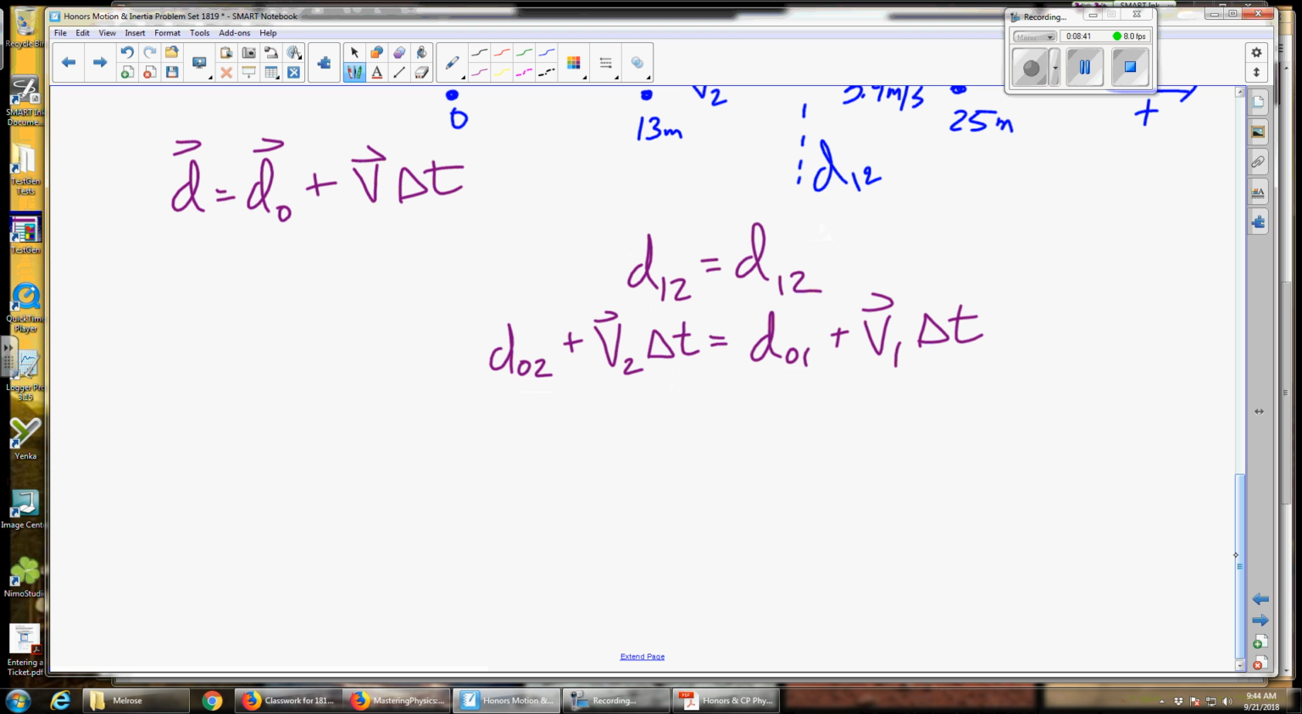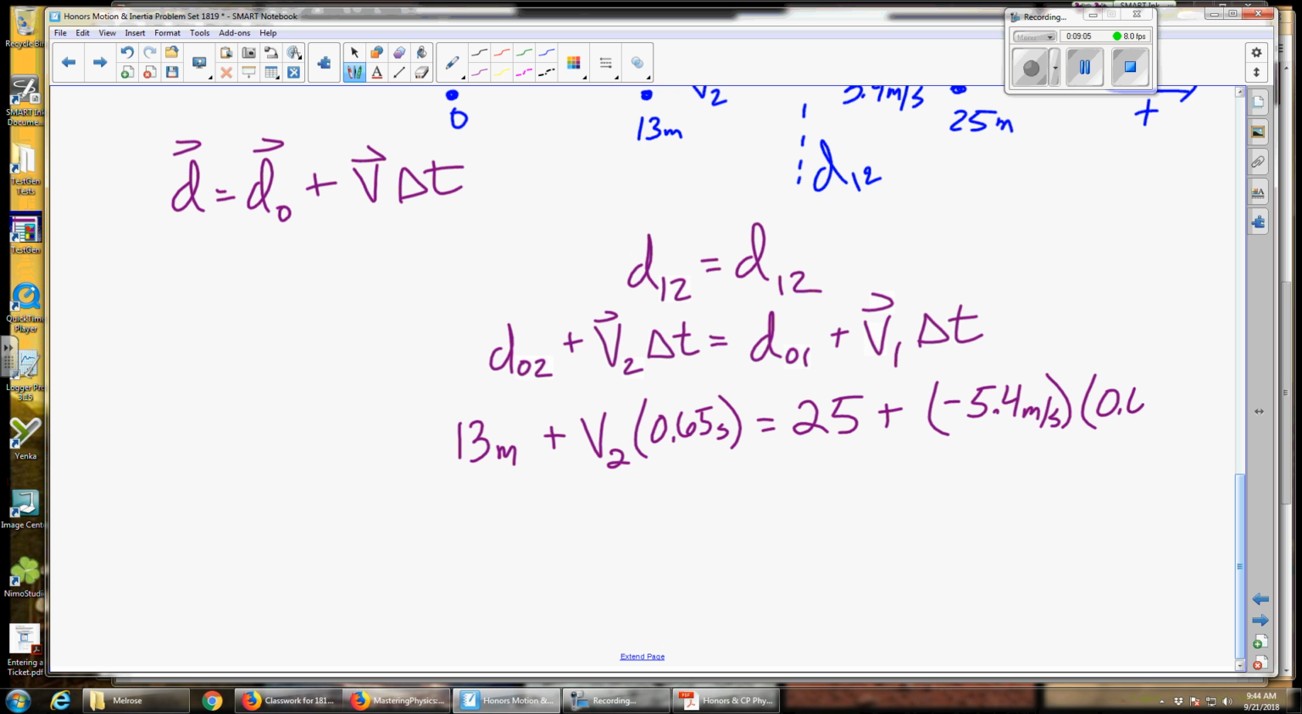Now, just substitute in. I know this started at 13 meters. I don't know what velocity it's moving at, but I know it's positive. For me, this was 0.65 seconds. I know this starts at 25 meters. It's moving at negative 5.4 meters per second, and it moved for 0.65 seconds. And the only variable I have there is the magnitude of my velocity. That's part A.